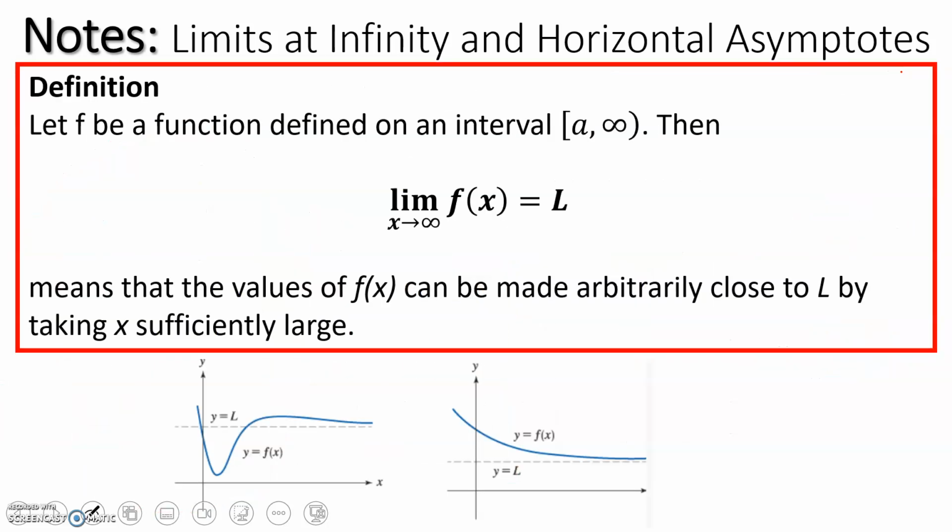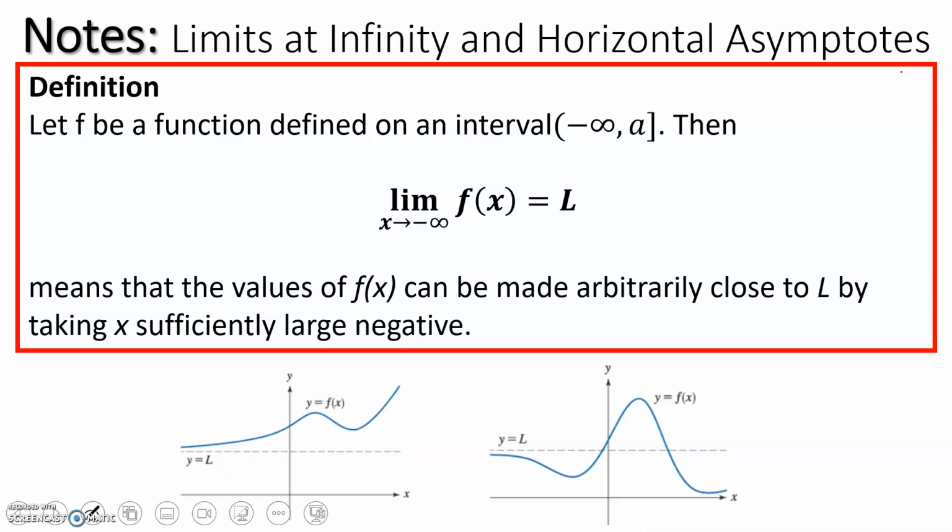All right, let's give a definition. So let f be a function defined on the interval a to infinity, then the limit of f of x as x approaches infinity is L, means that the values of f of x can be made arbitrarily close to L by taking x sufficiently large. Basically, if we make x really big, then the f of x gets close to some singular value, L. And it works in the opposite direction as well.